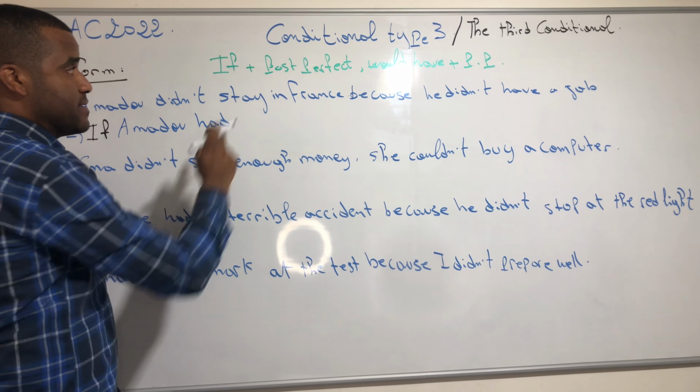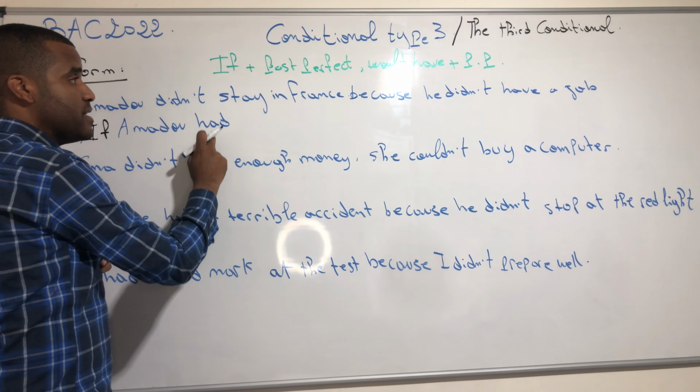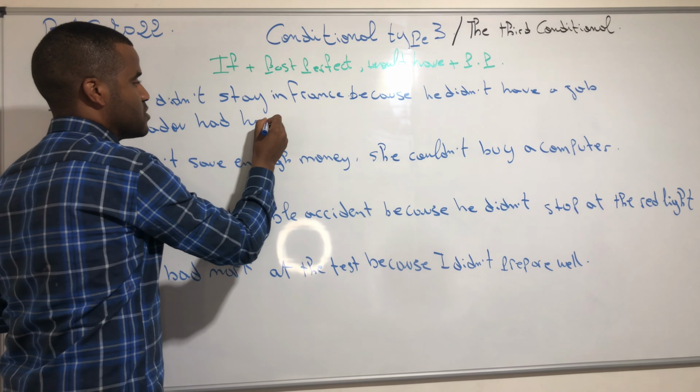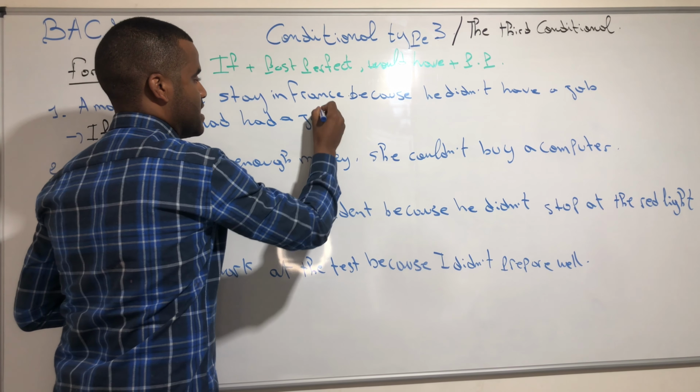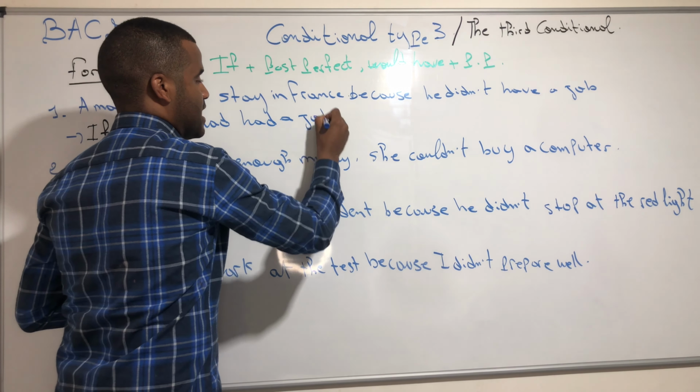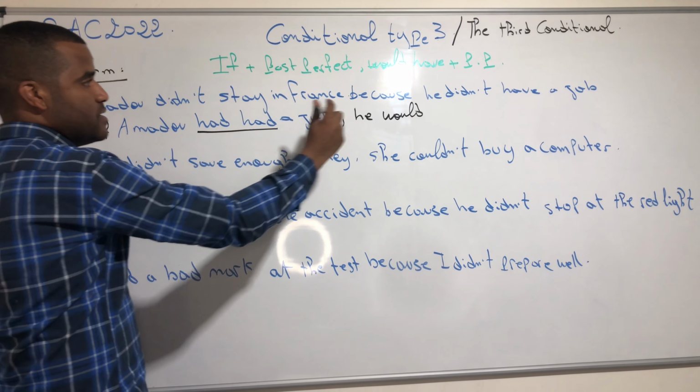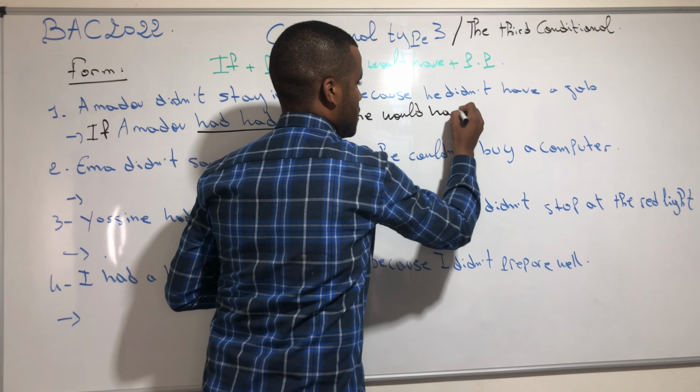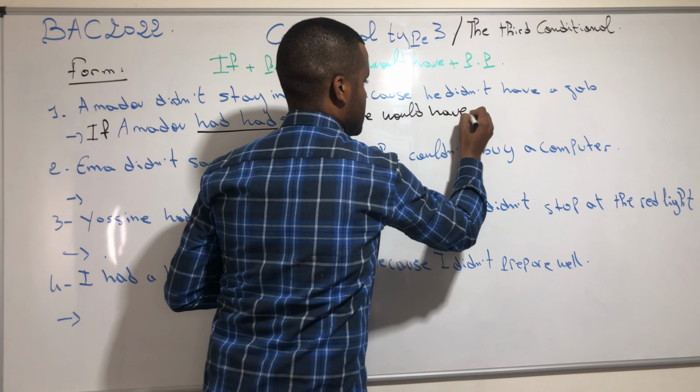if plus the past perfect, if Amadou had a job. So we have if plus the past perfect. If Amadou had a job, what's going to happen? He would have, we're going to write would have or could have, would have stayed, the verb stay, would have stayed in France.